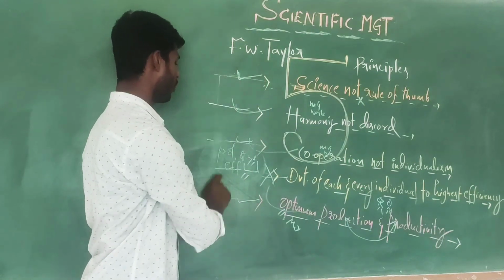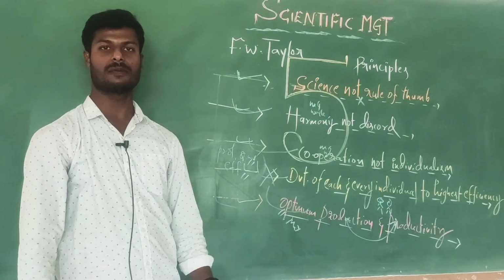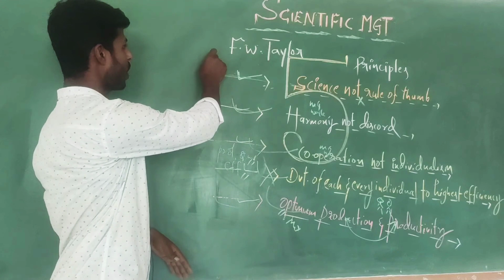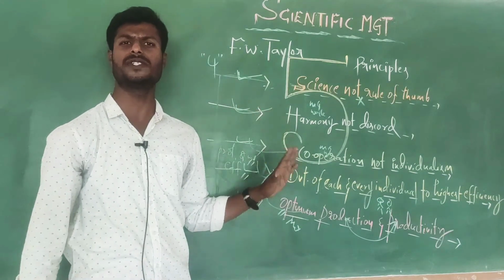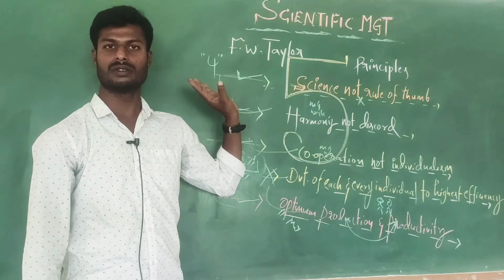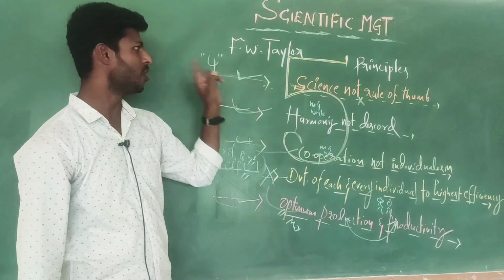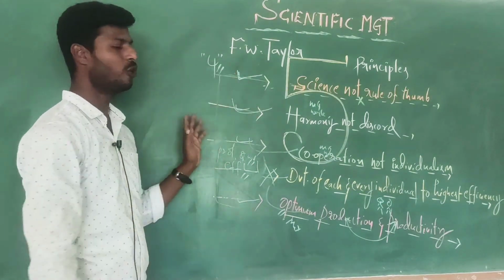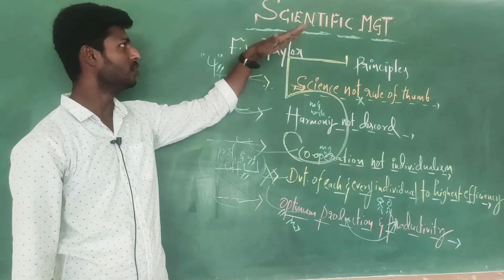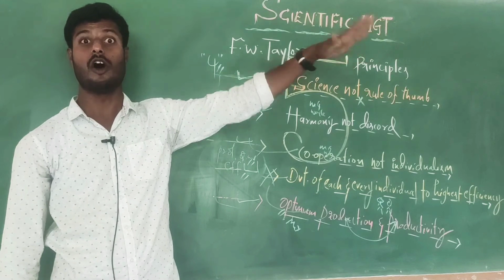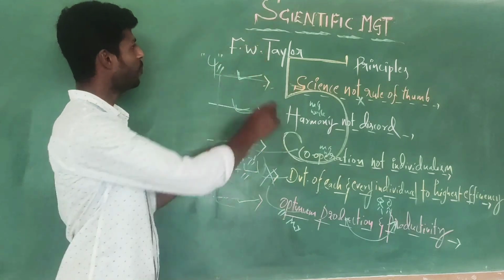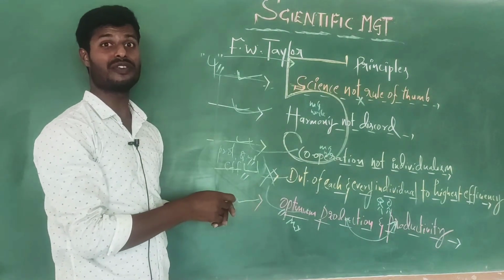These 5 principles are very important for knowledge sake, and these 5 principles are very important for your examination. In your examination, you get this question for 4 marks 100% in midterm examination or annual examination. In any one of these two examinations, 100% you will get this question for 4 marks. Briefly explain the scientific principles of management. Or you may get this question as briefly explain F.W. Taylor's principles.